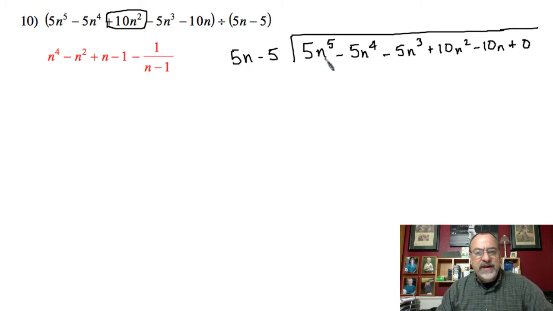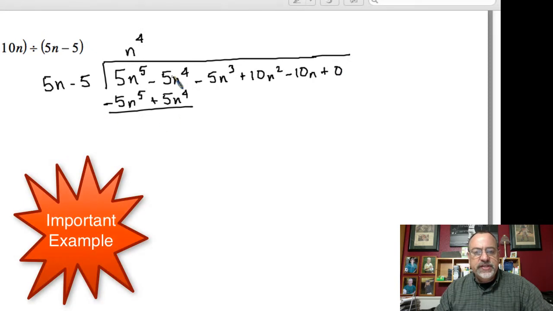So we're going to divide 5n into 5n to the fifth, so this is going to be n to the fourth. Again, you'll notice that this is 1 less than this. So this is 5n to the fifth minus then 5n to the fourth. So I'm going to change the sign of both and then add. So this is going to give me 0n to the fourth.